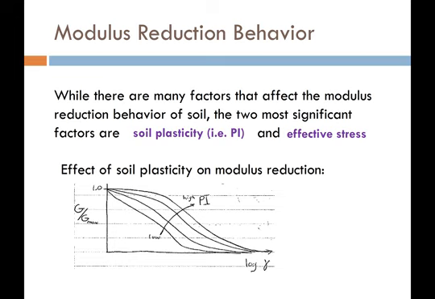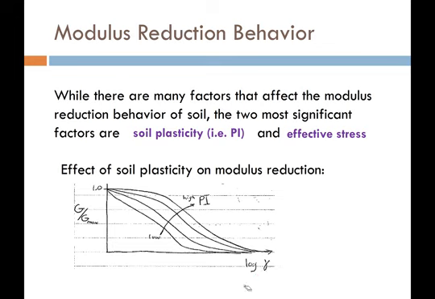I just drew a generalized sketch here of a series of modulus reduction curves, again a function of shear strain, and corresponding G over G max, where you have to remember that G is the secant shear modulus of the soil from the backbone curve.